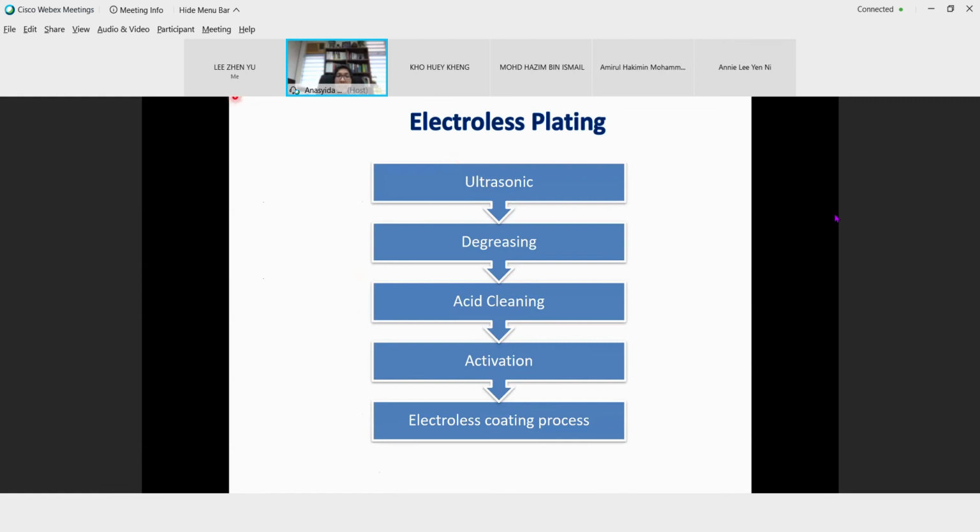As I mentioned before, the same goes for electroplating. The process before electroplating must undergo cleaning. There will be thorough cleaning, with alkaline solution, rinsing with water, alkaline again, rinsing with water, a few steps. Then only they do the electroplating. Same goes for electroless plating. In this example, they will ultrasonic the part first, then degrease the part, and then use acid to clean and activate.